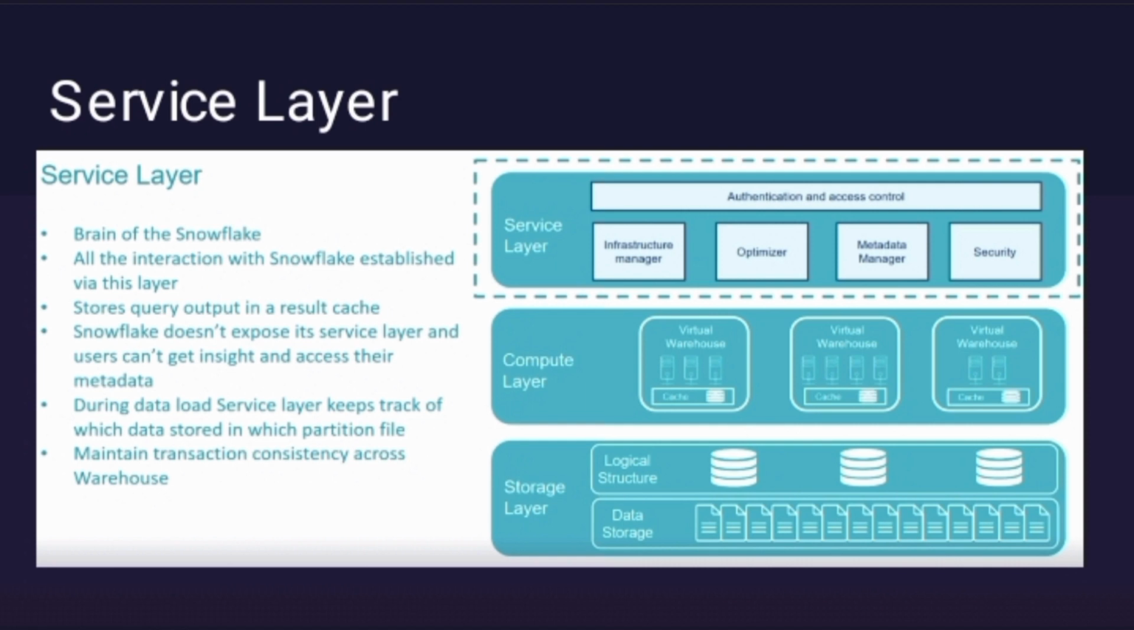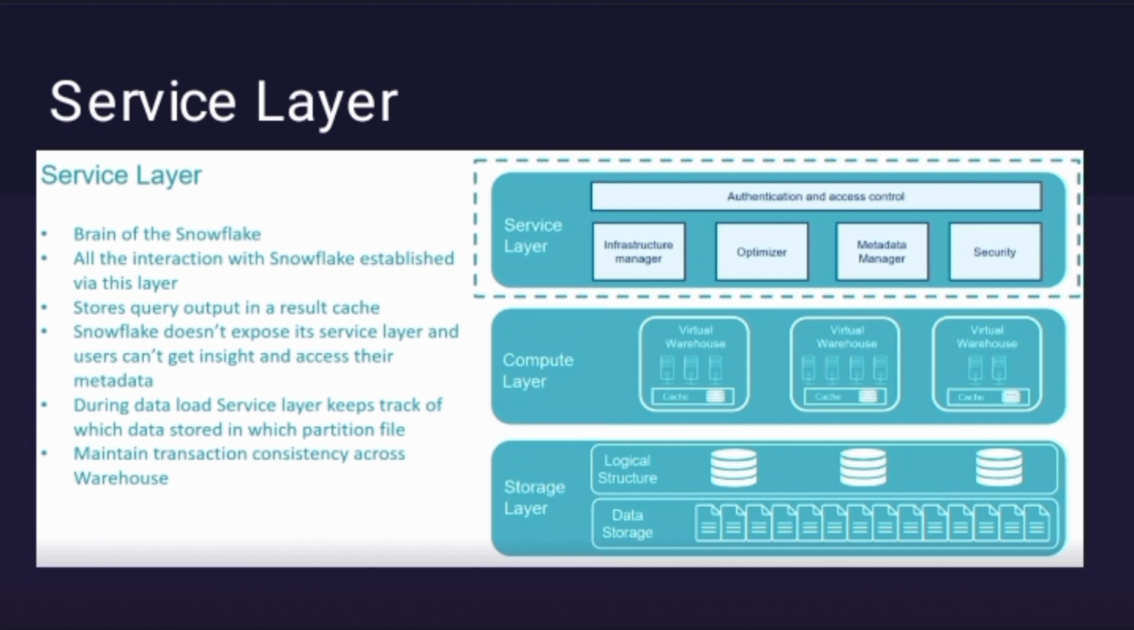So we have discussed these three architecture layers. The first one is the storage layer, where data is stored and processed. The second one is the compute layer, which has the warehouses that access the data from the storage layer, and these warehouses are managed by the service layer. The service layer provides services to the compute layer and the storage layer. All three layers are available in our Snowflake architecture. So this is all about the architecture.